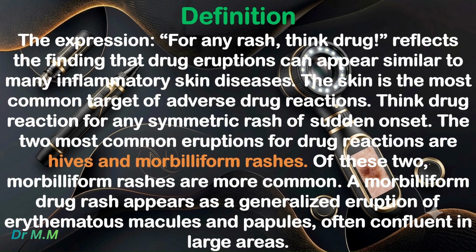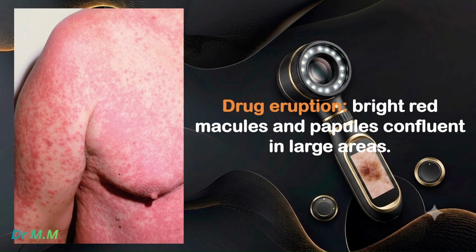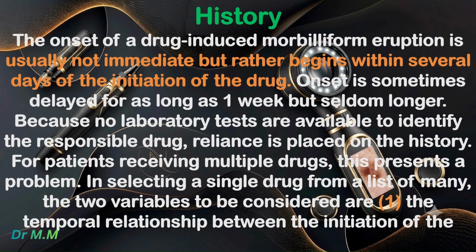A morbilliform drug rash appears as a generalized eruption of erythematous macules and papules, often confluent in large areas. Drug eruption, bright red macules and papules confluent in large areas. History. The onset of a drug-induced morbilliform eruption is usually not immediate but rather begins within several days of the initiation of the drug. Onset is sometimes delayed for as long as 1 week but seldom longer.